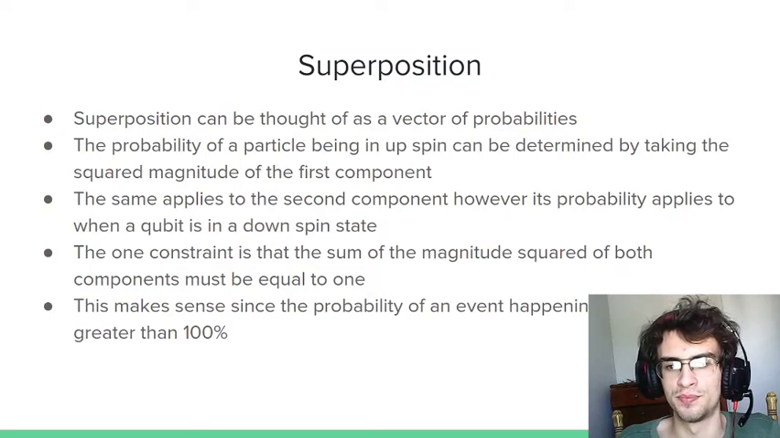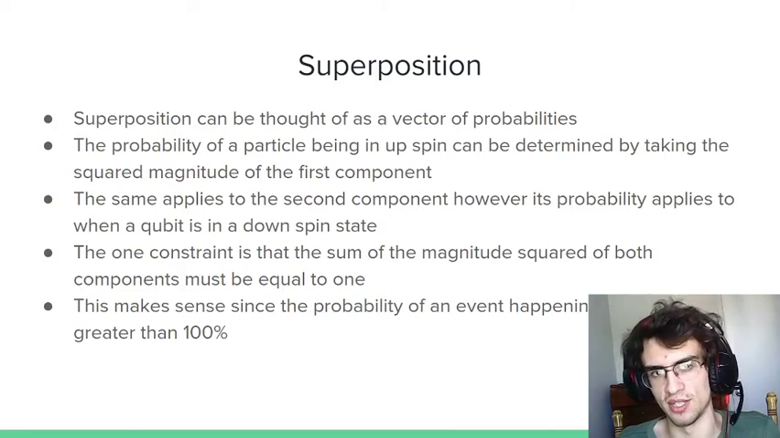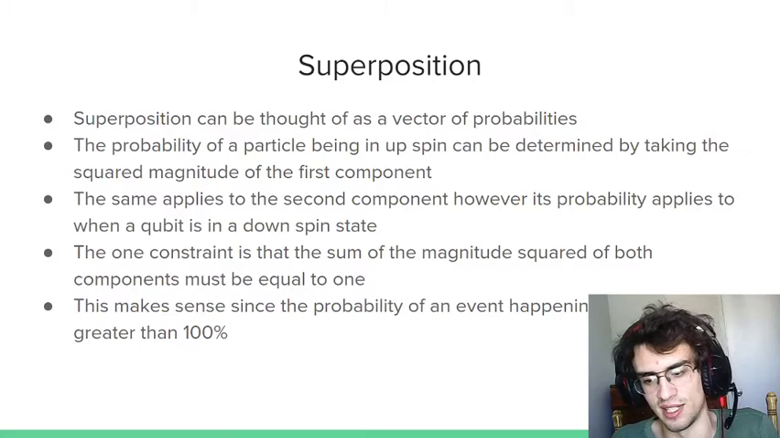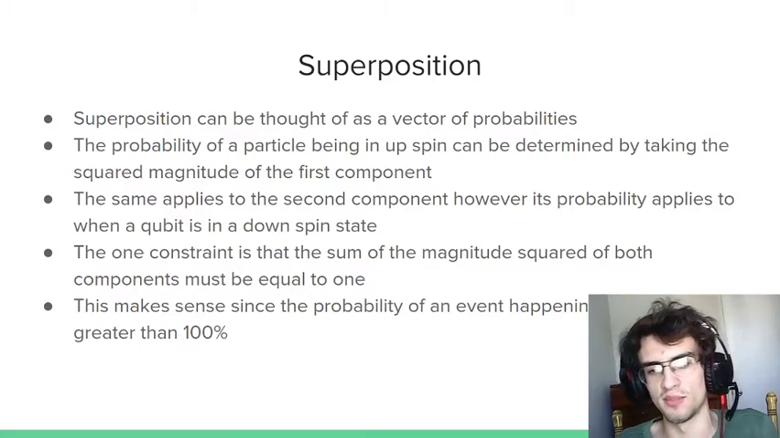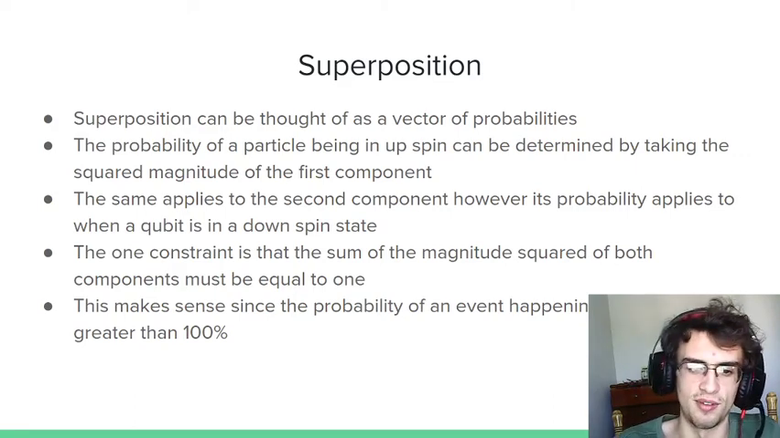The reason why it's 1 is because if you were to be over 1, then you would have a probability greater than 100% of it being in either an upspin state or a downspin state, which really doesn't make a lot of sense if you think about it.